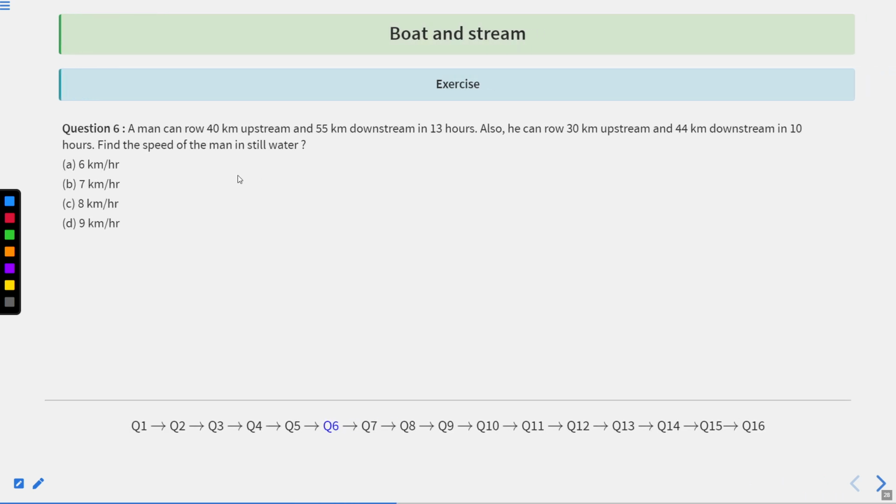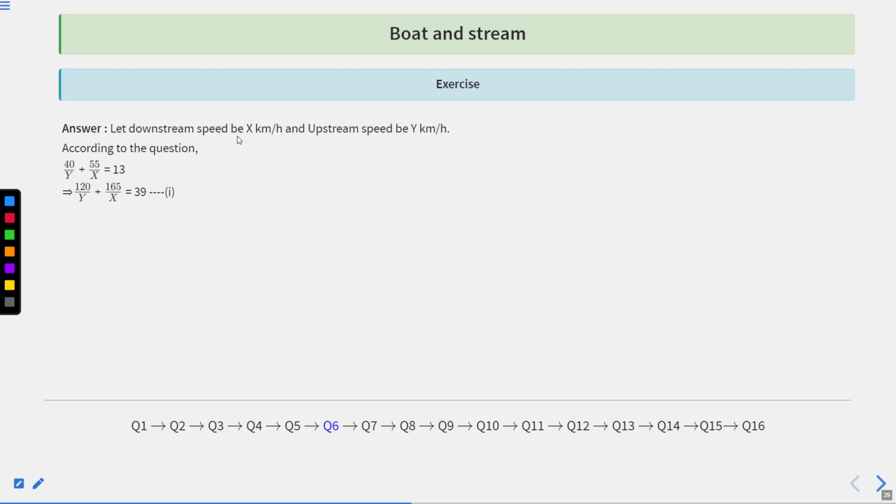Now, problem number 6. A man can row 40 km upstream and 55 km downstream in 13 hours. So there is a man who is rowing a boat, and if he goes upstream, he covers 40 kilometers, and if he goes downstream, he covers 55 kilometers, in 13 hours total. Also he can row 30 kilometers upstream and 44 kilometers downstream in 10 hours. Find the speed of the man in still water.